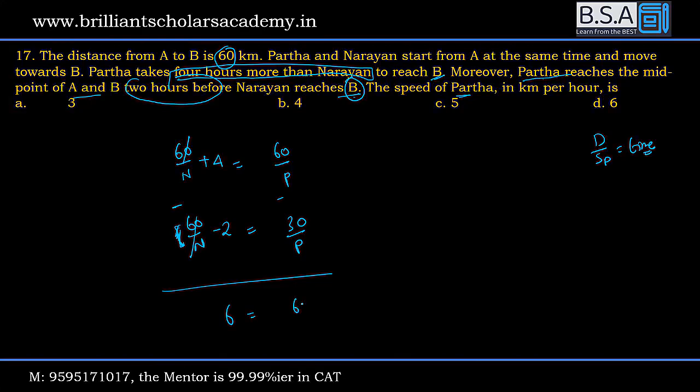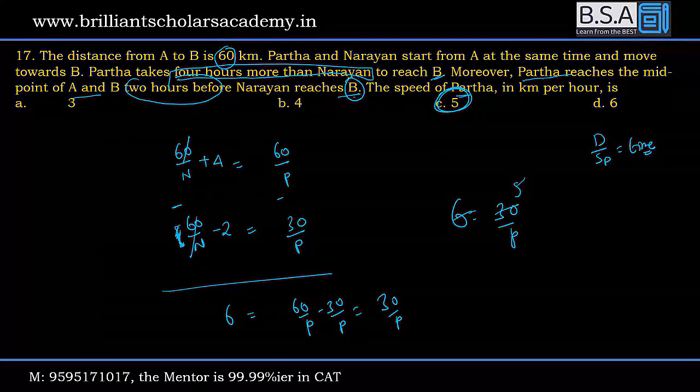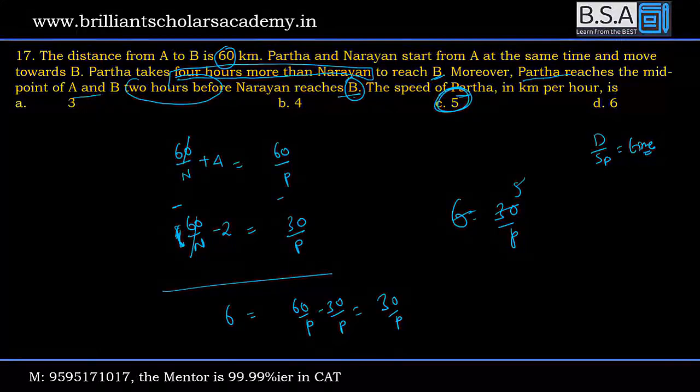What will the right side become? 60 upon P minus 30 upon P, which is basically what? 30 upon P. So 6 is equal to 30 upon P. Cancel, cancel 5. Very straightforward, very simple. It was the midpoint game here. Second scenario, Parth is not completing the whole journey. Parth is reaching the midpoint of the journey in 2 hours less as compared to Narayan completing the whole journey.